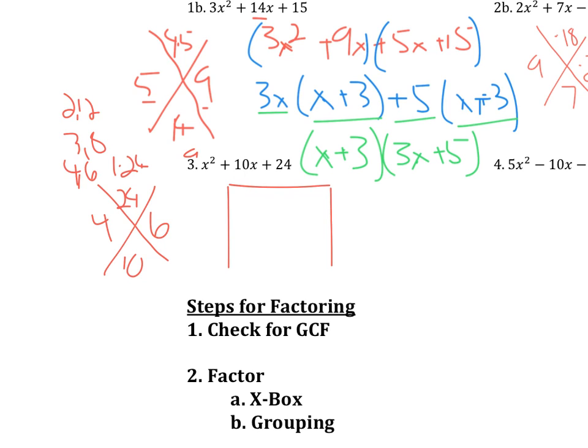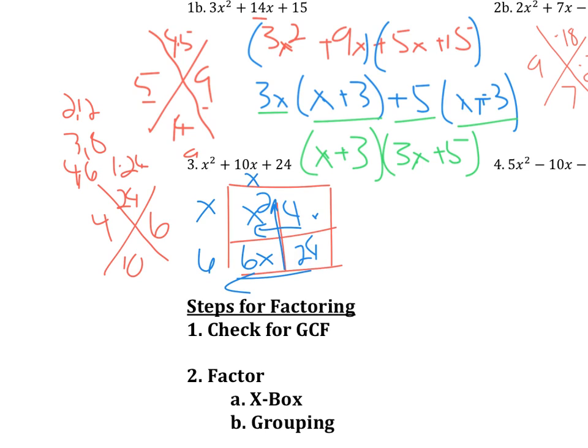Then we draw our box. And I have x squared, and 24, and then 4x and 6x. Look for our GCF. So 6x and 24, we get 6. X squared and 4x, we get x. 6x and x squared, we get x. And 24 and 4, we get 4. So then this factored would be x plus 6 times x plus 4.